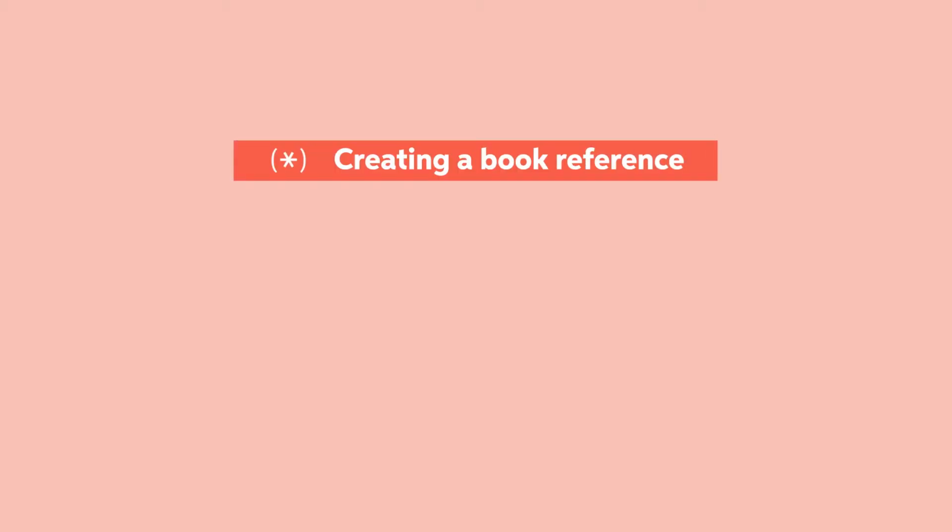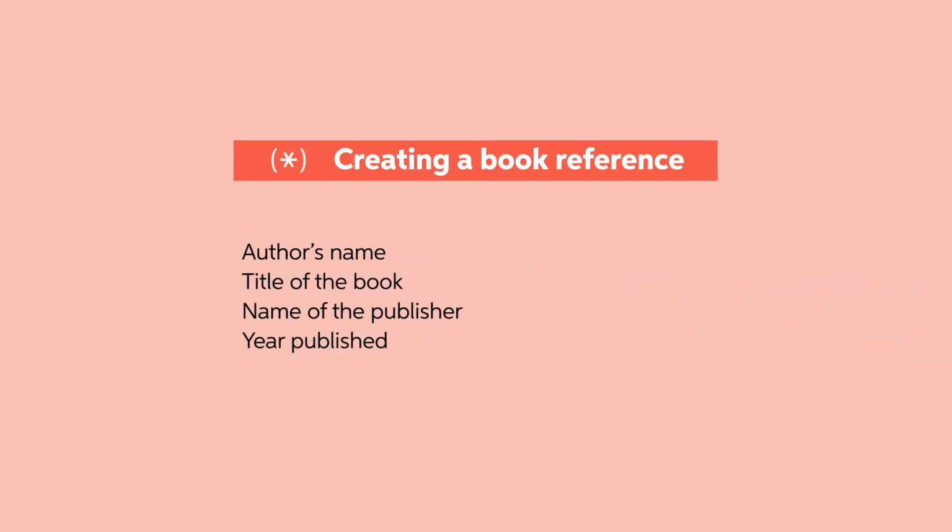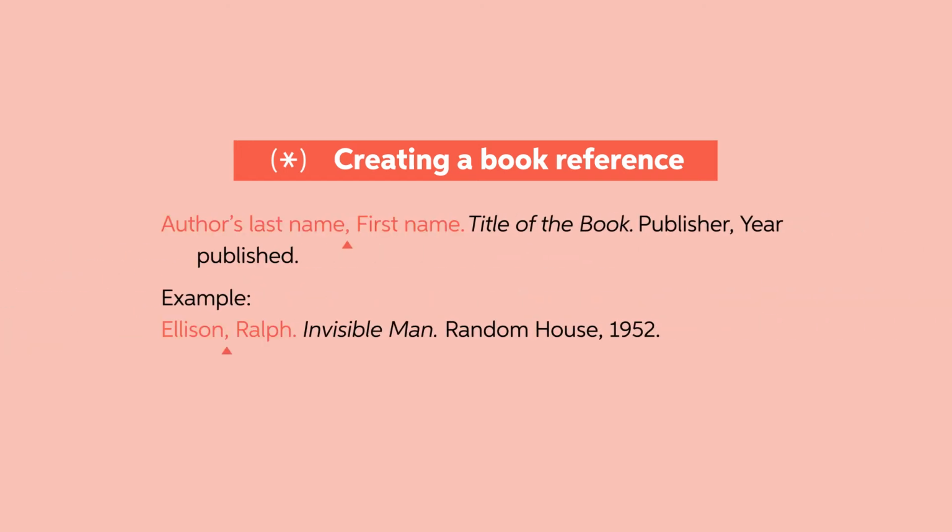Citing a book in MLA is even simpler than citing a web page. All you need is the author's name, the title of the book, the name of the publisher, and the year it was published. Start with the author's last name, followed by a comma, and then their first name. End this with a period. Next, write the title of the book in italics, followed by another period. Then write the name of the publisher, followed by a comma, and the publication year. Use one last period, and you're done.